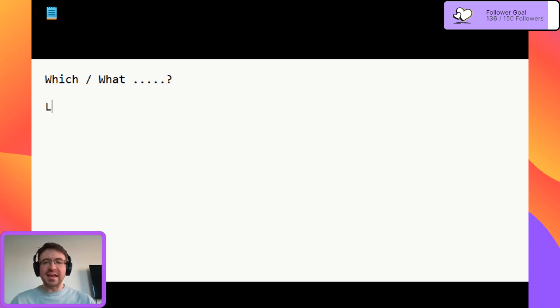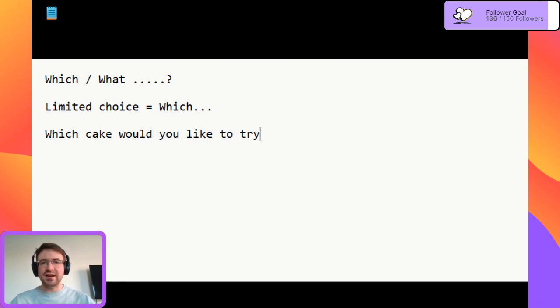If we have a limited choice, then normally we use which. So for example, I can say, which cake would you like to try first? We have a choice of cakes, and I want to know which one you would like to have. It is a limited choice.